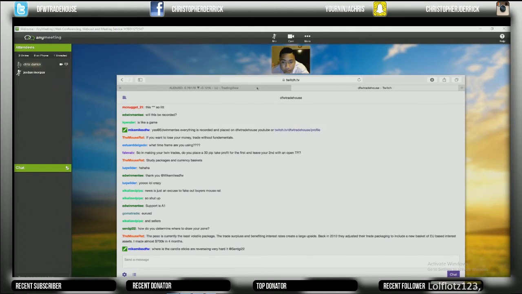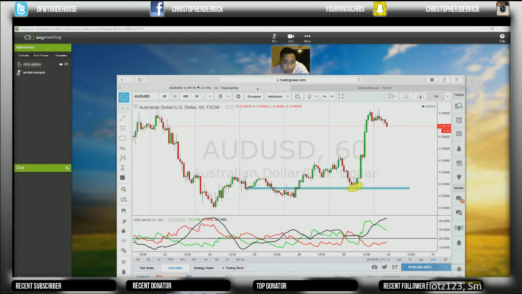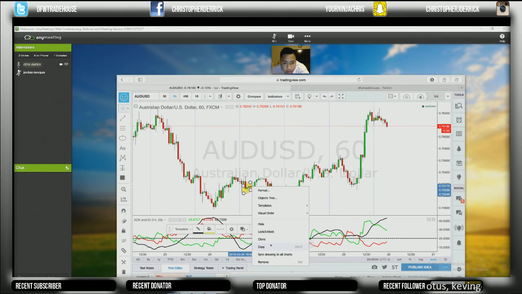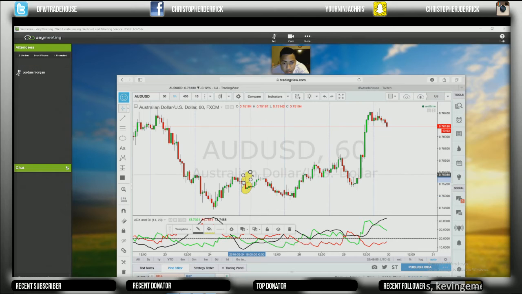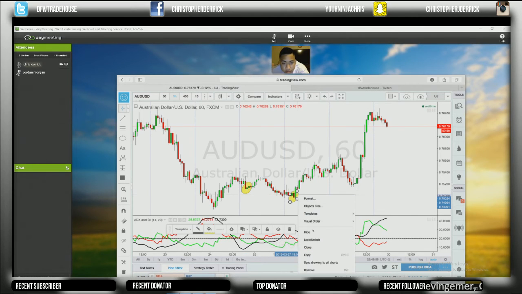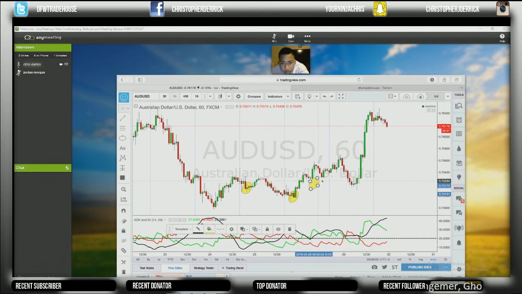All right, the way I determine how to draw my zone is literally by practice, right? Now check this. Market reversed here. Actually, let me use an arrow. Actually, this is fine. Market reversed here, right? Market reversed here. Market reverses here. Market reversed there. These are all different areas where the market reversed. You know what I'm saying?